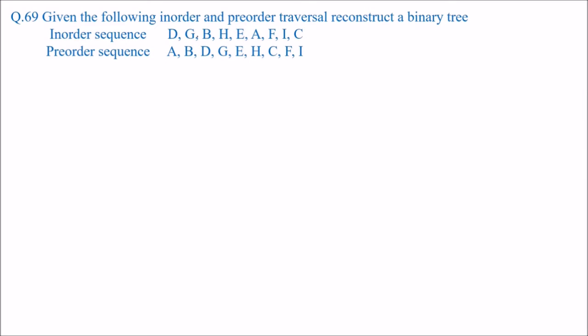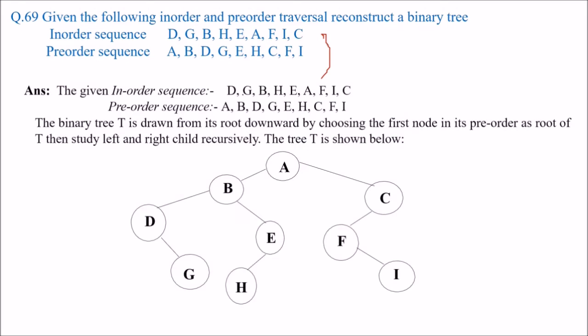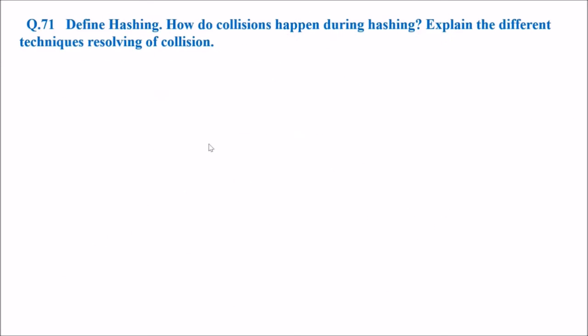Now given the following in-order and pre-order traversals, reconstruct a binary tree. You have these in-order and pre-order sequences, and we have drawn a binary tree out of them. Please try it. This is how you should get it.